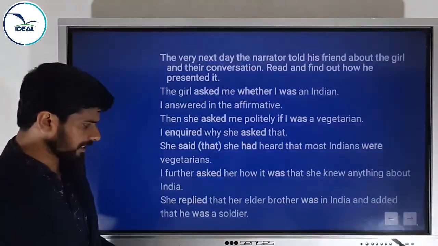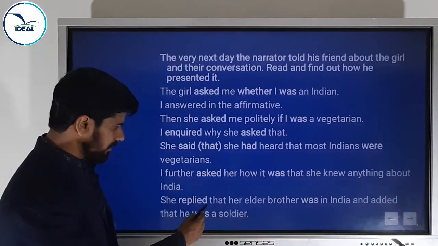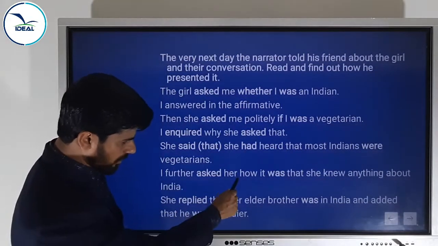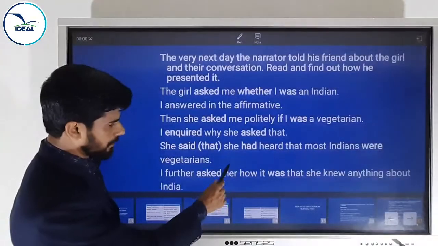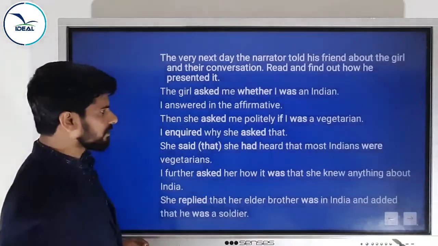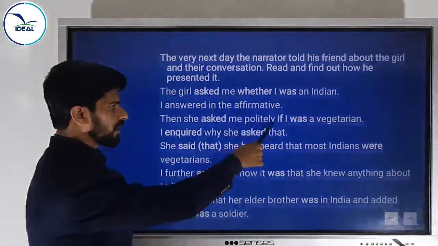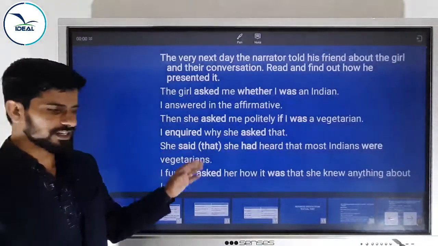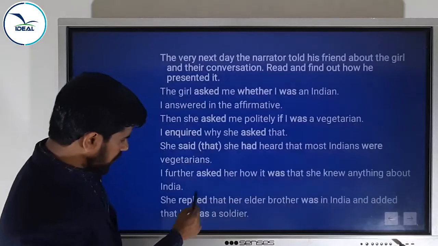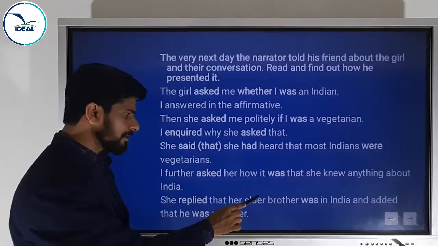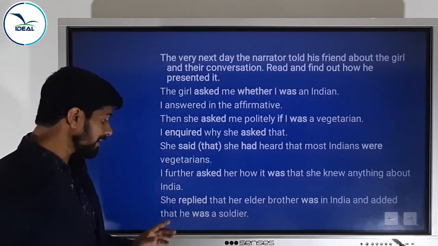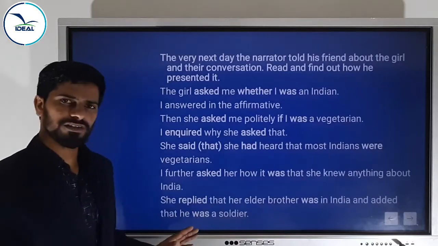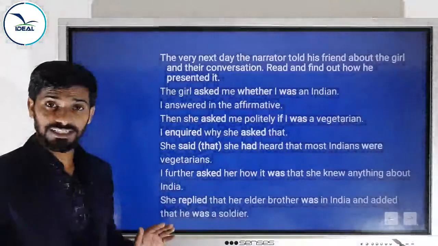She replied that, notice the conjunction, right? Here, that is the conjunction. Here, how is the conjunction. And that is the conjunction here. And here, asked me politely if is the conjunction. So you notice the conjunctions, right? So she replied that her elder brother was in India and added that he was a soldier. And added that. So it was another sentence, right?